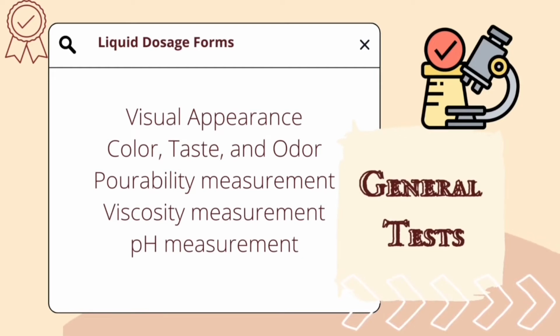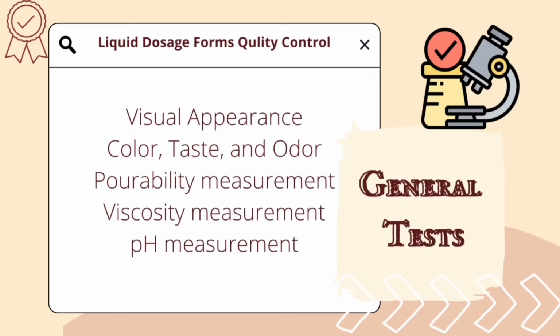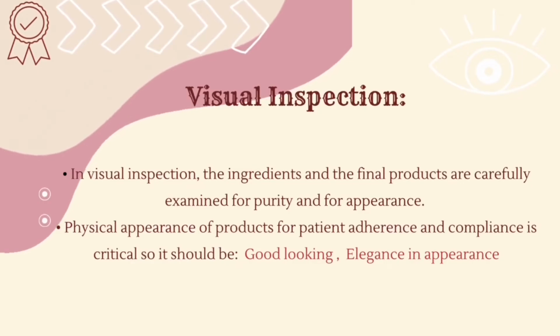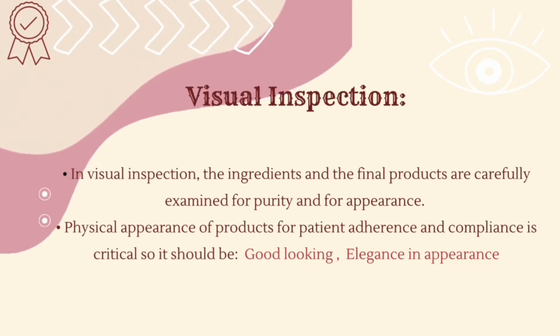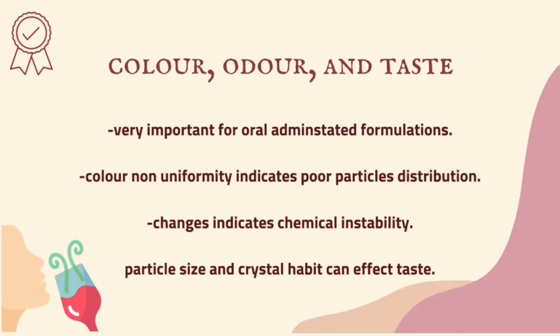Different dosage forms require different quality control tests, but there are some tests that will be performed for each liquid dosage form regardless of their type. In visual inspection, ingredients and the final product are carefully examined for purity and for appearance. The physical appearance of a product is critical for patient adherence and compliance, so it should be good looking and elegant in appearance. Color, odor, and taste are very important parameters for the orally administered formulation.